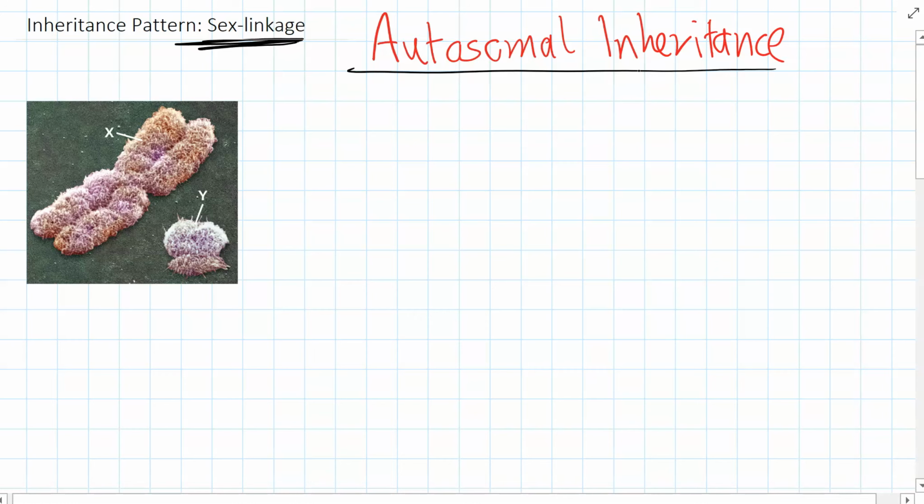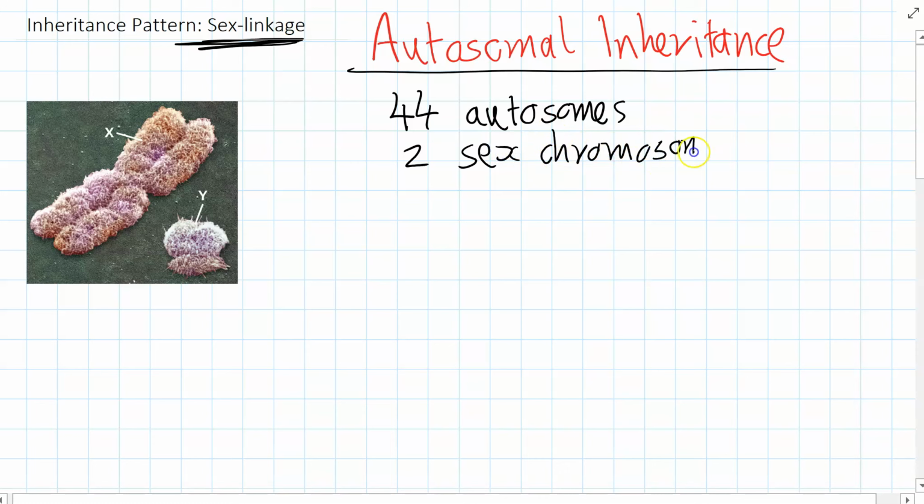Because remember, we have, in humans anyway, 44 autosomes and we only have 2 sex chromosomes. So the vast majority of genes are found on autosomes, so the inheritance pattern we've learnt so far applies. But some genes, obviously, are found on the 2 sex chromosomes. And these types of genes have a slightly different way that they're inherited.